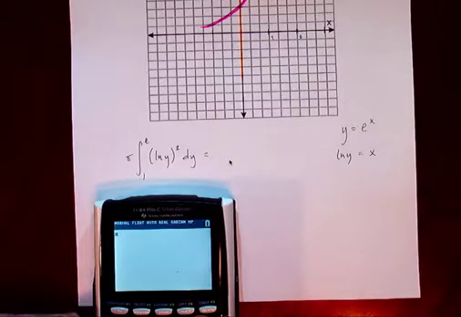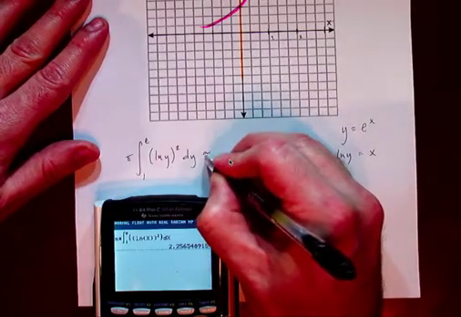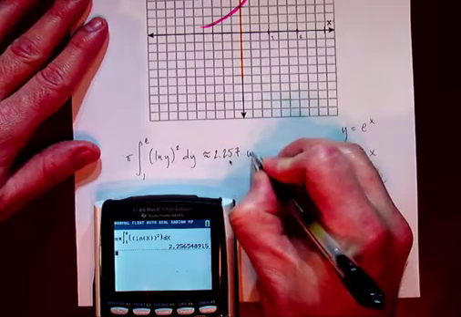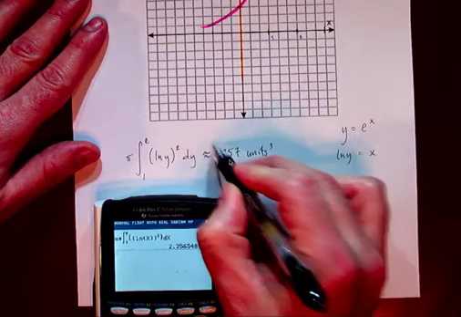Let's go ahead and put our pi out in front, and then we'll pull up our integral. It's going to be 1 to e, and remember, this e over here is the one without the exponent. This winds up being natural log of x, and that's going to be squared, and then I'm going to go to dx, and enter. And my answer is approximately 2.257 units cubed.